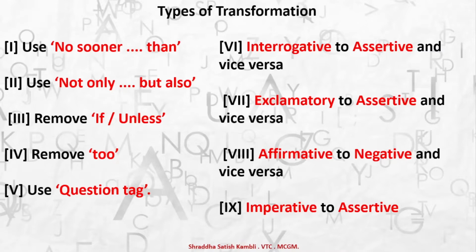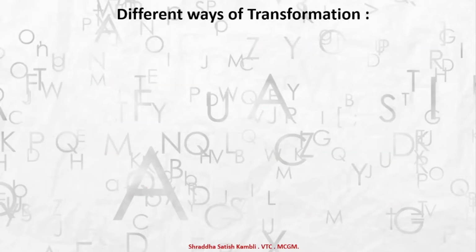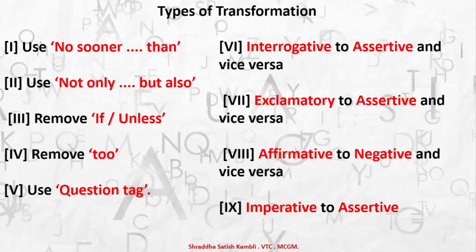Okay, now let's see the ways in which you can transform a sentence. These are all the types where you actually transform a sentence. For example, if I'm removing "to," that means I'm changing a word. If I'm removing "no sooner than," that means I'm changing a word. But if I'm making a sentence from interrogative to assertive or from exclamatory to assertive, what am I doing? I'm changing the form. All right. And of course, by adding a question tag, also I'm changing the sentence.